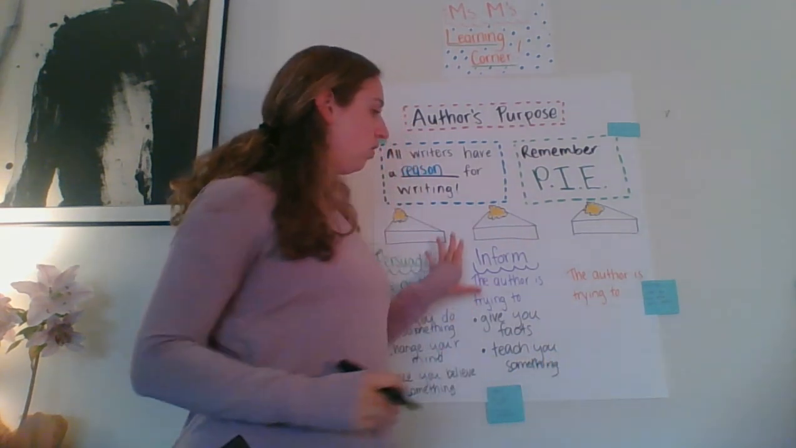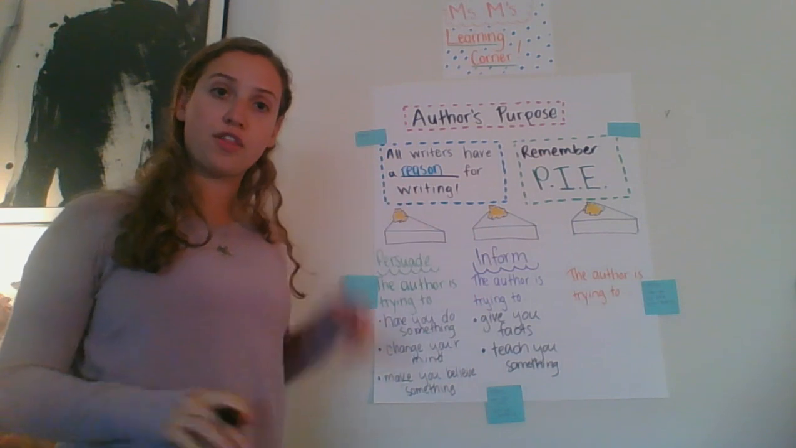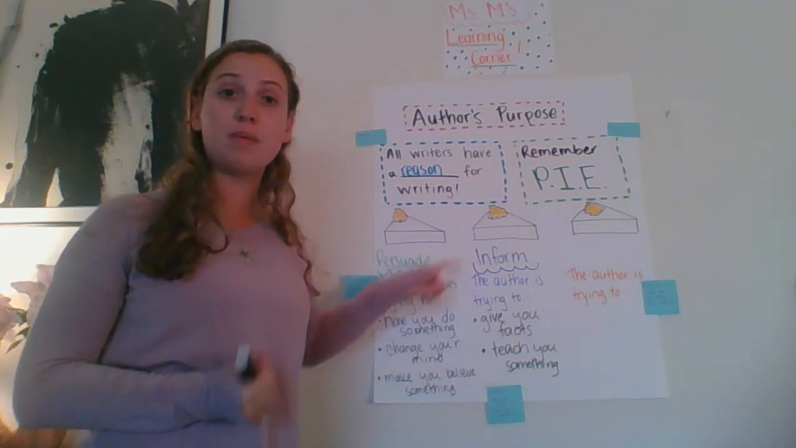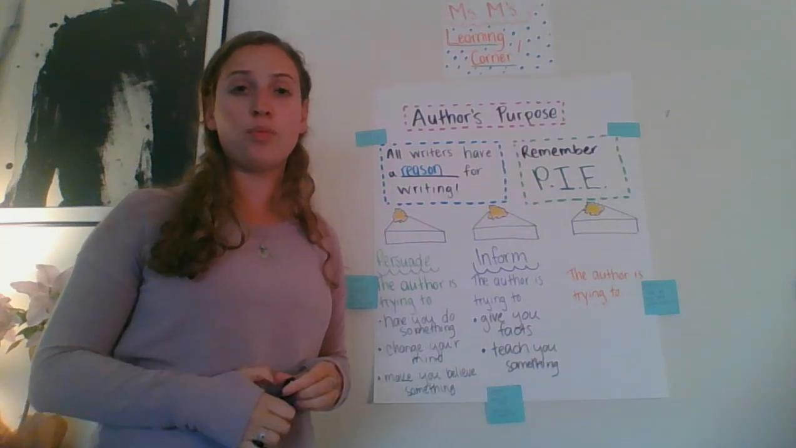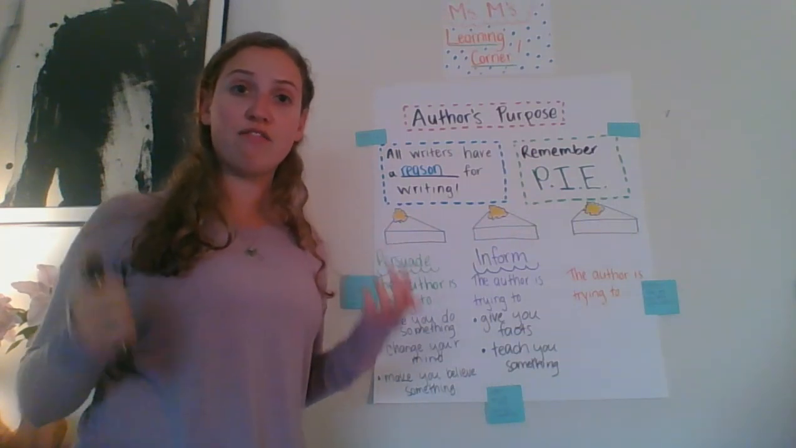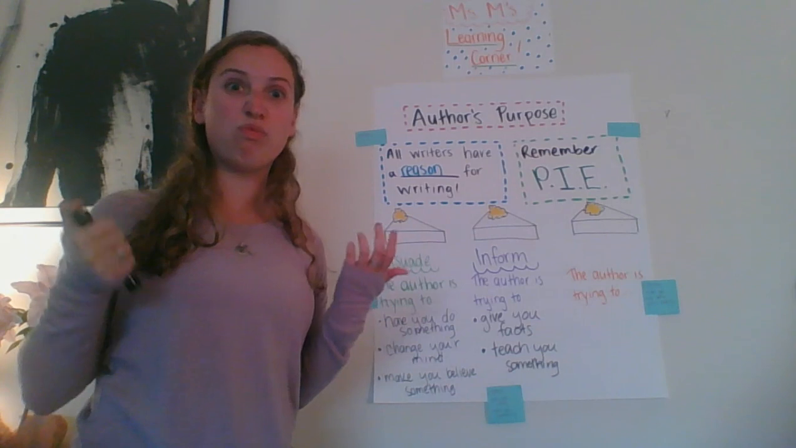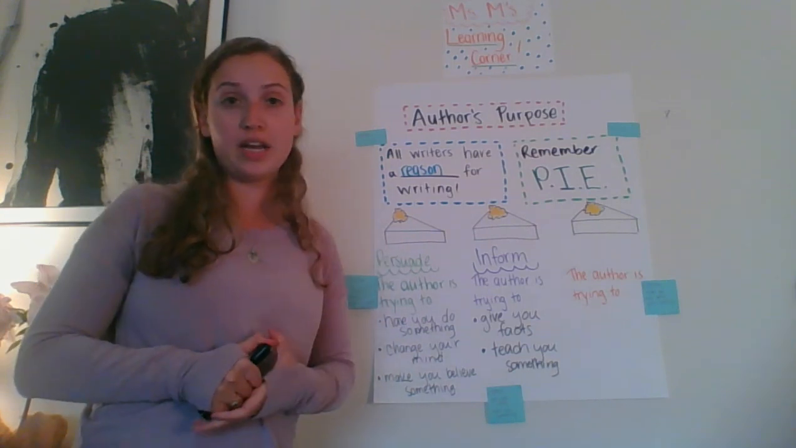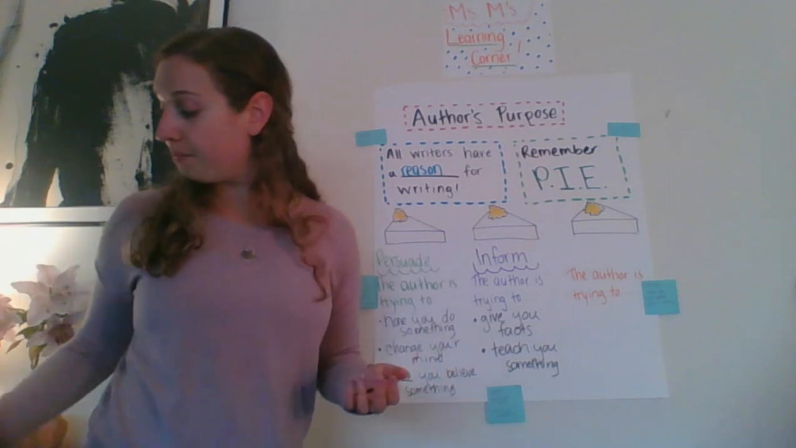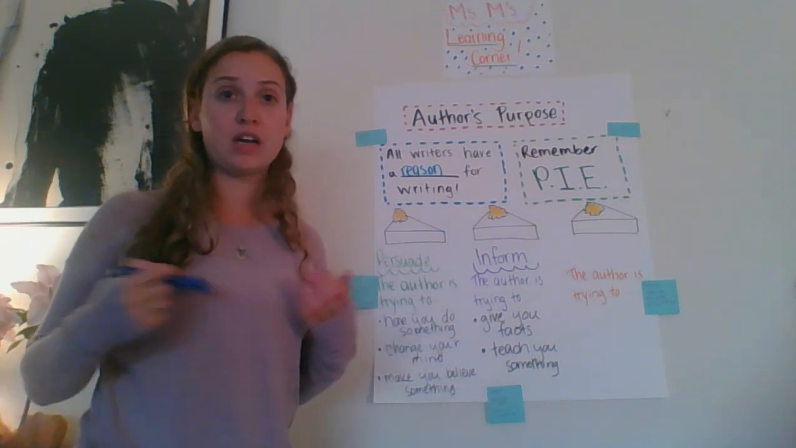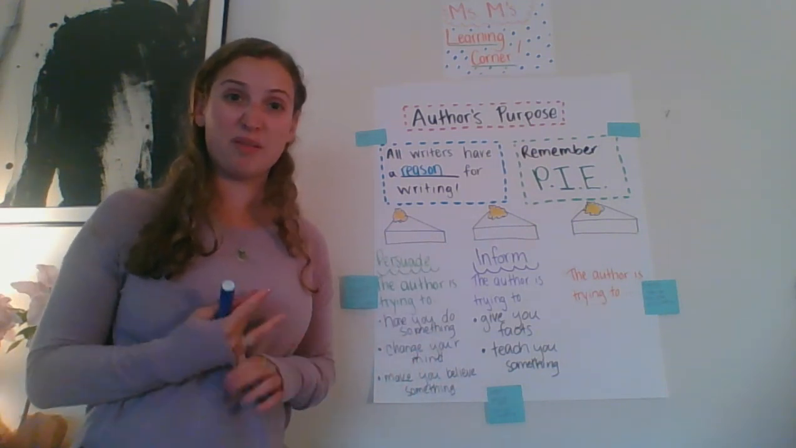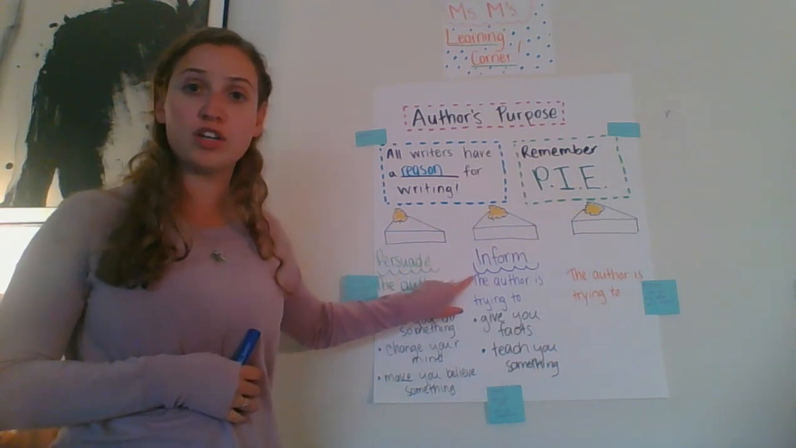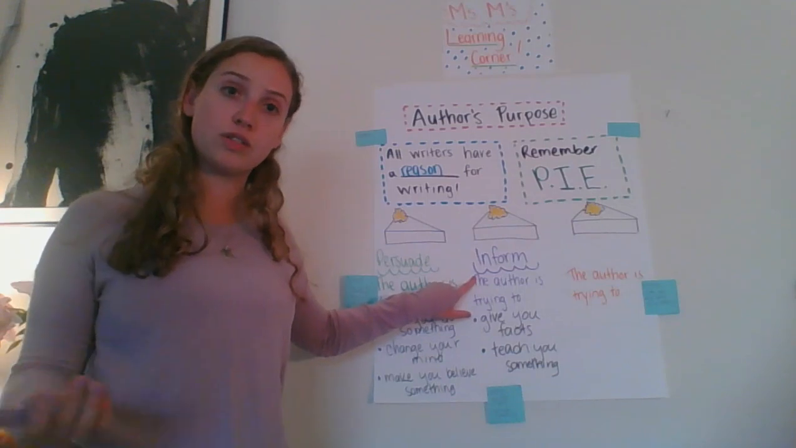We see a lot of the author's reason for writing a book to inform in maybe science and social studies. When we read those nonfiction texts that have a lot of really juicy facts in them about ancient Greece or light or ancient China. So whenever you're reading a nonfiction text, we think about those text features that go along with it. Your author is probably trying to inform you or teach you something new.